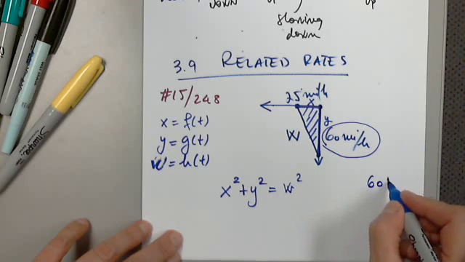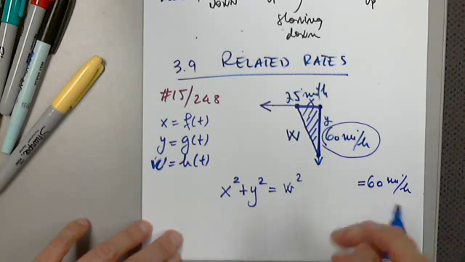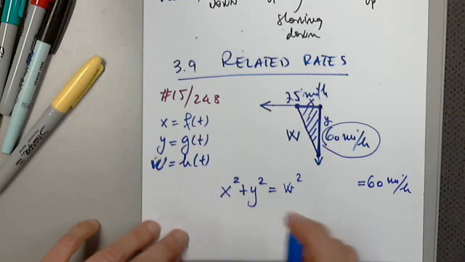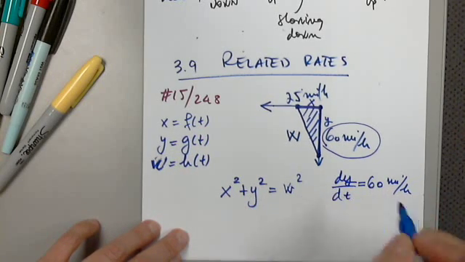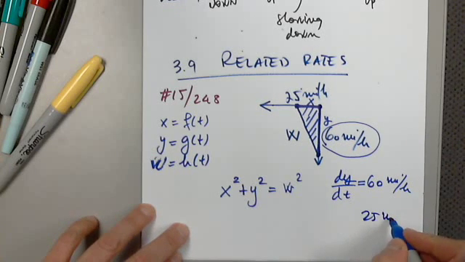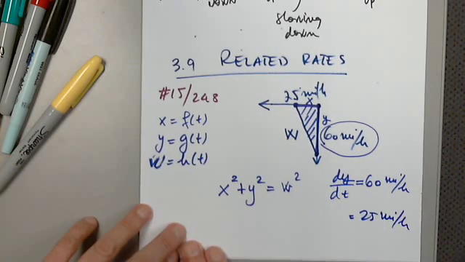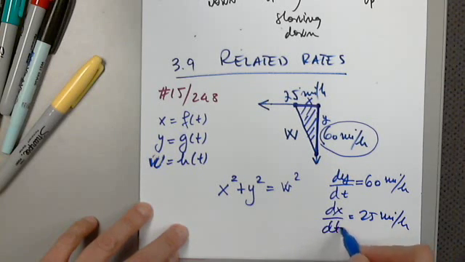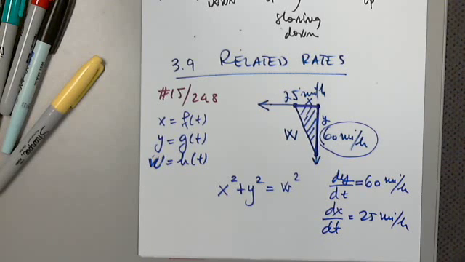So if we're told 60 miles per hour, what does this mean? Correct. Awesome. Which means the derivative of y with respect to t. So this is dy over dt. Perfect. What does 25 miles per hour mean? Awesome. What do you think I'm going to do next? And what is the problem?